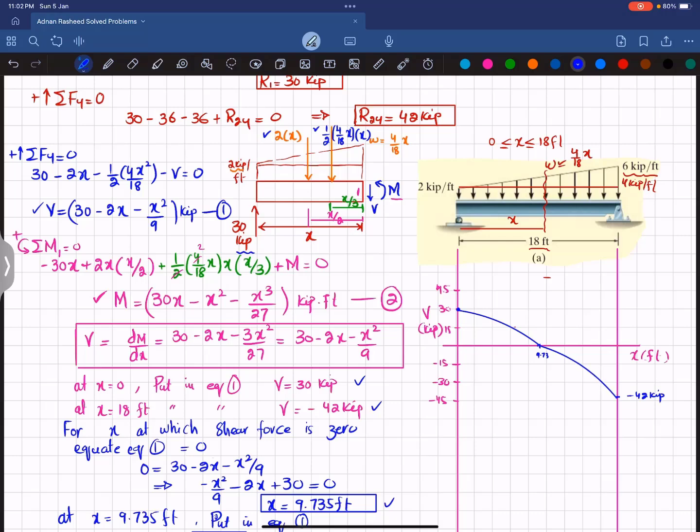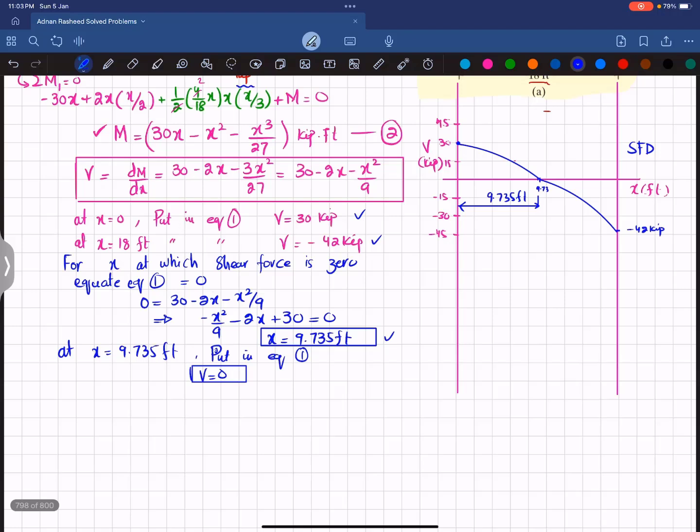Okay, so this is your shear force diagram. This distance is 9.735 feet at which shear force is equal to 0, and that is the shear force diagram. Now we'll move toward the bending moment diagram, and for the bending moment diagram I will draw a horizontal line for x in feet, and on the y-axis you will have the moment, and let each division be 50. So this is 50, this is 100, this is 150, and this is 200.